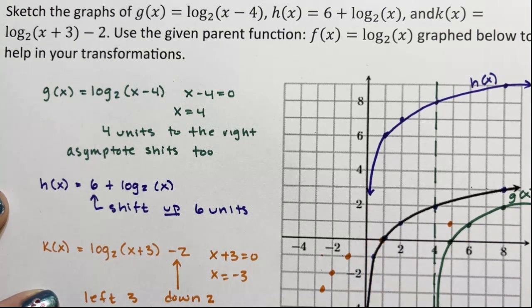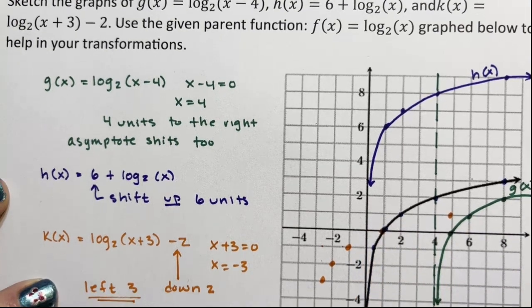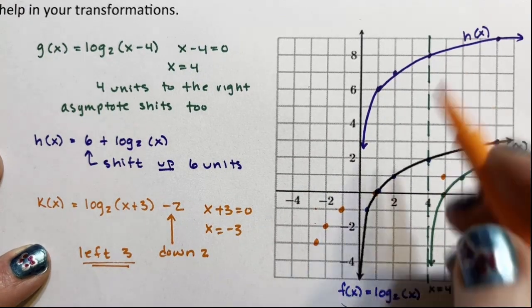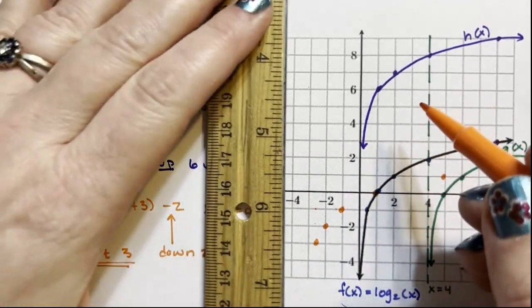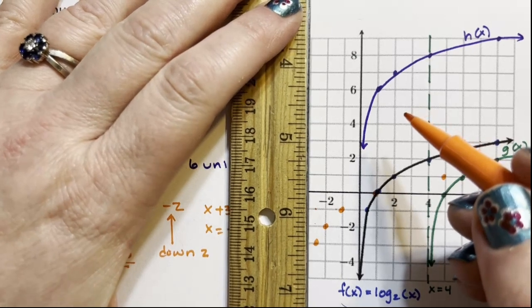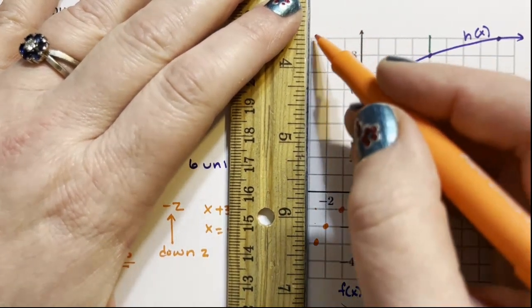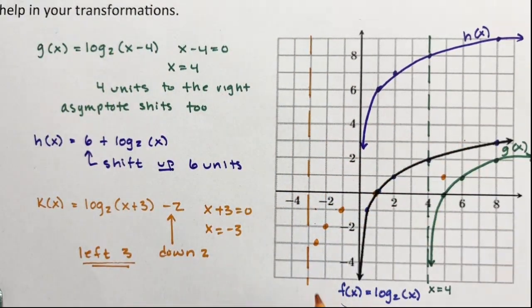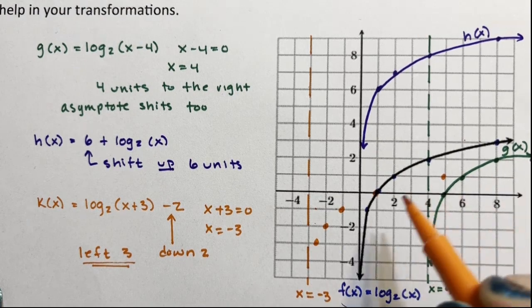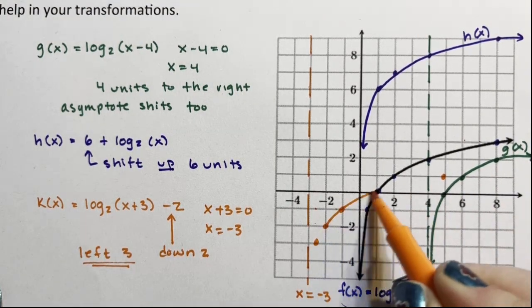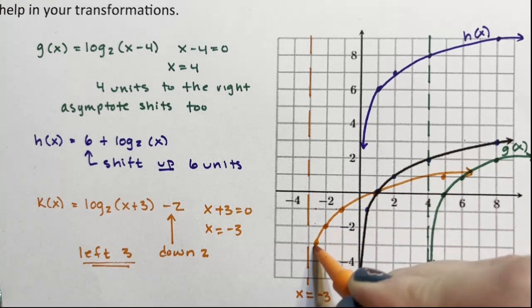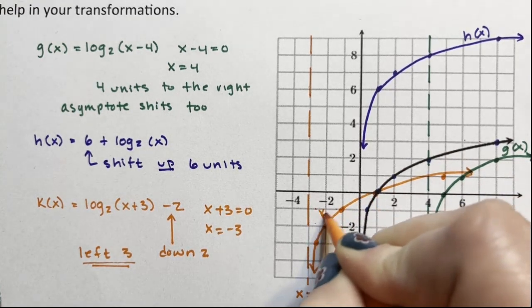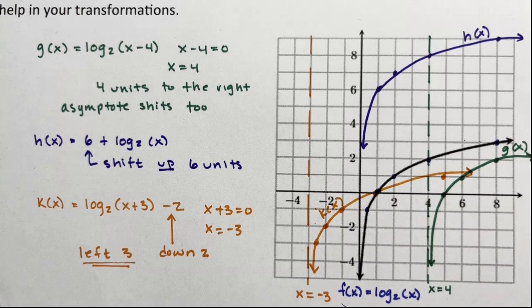And because of the left 3, this is an asymptote mover, so our asymptote is also going to shift back 3. So we're going to have a new asymptote. I'm seeing how many times I can say asymptote in one video. We'll have a new asymptote at x equals -3. So our graph will come up and come down, and this is going to be k of x. And there we go. We have our three graphs, all based on our parent graph, transformed around the field.